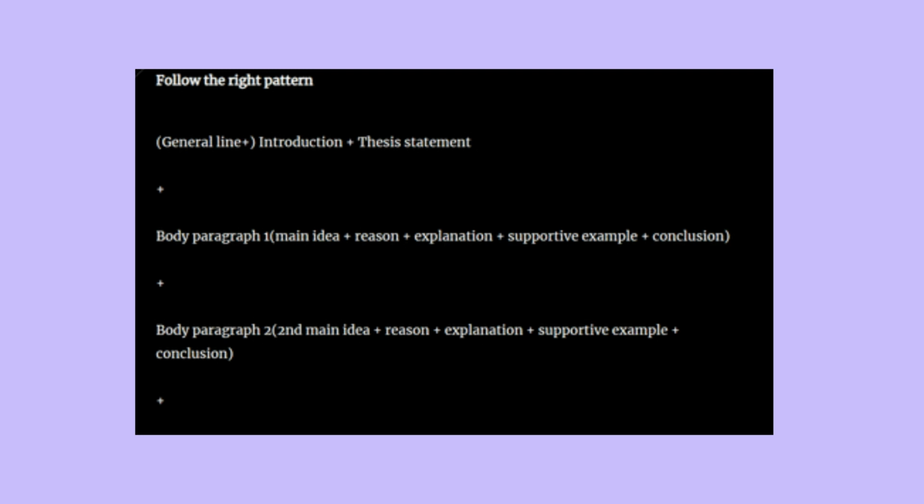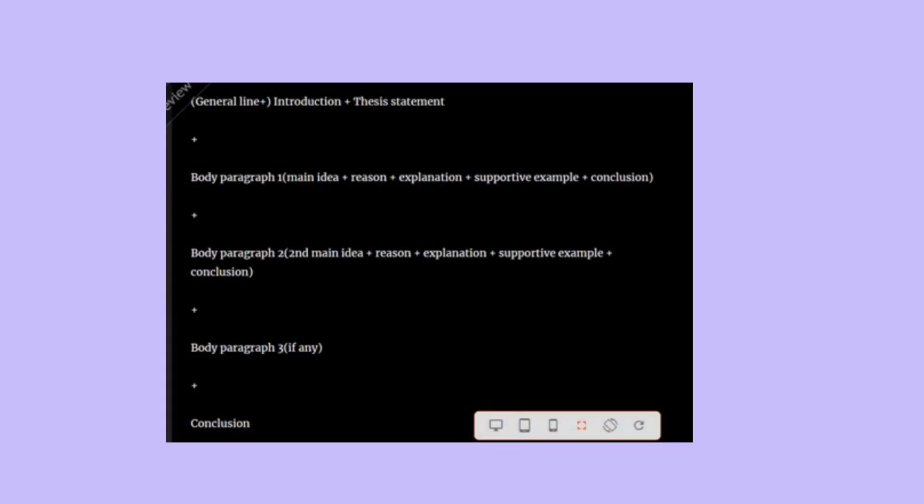And the second body paragraph should also have a second main idea, reason, explanation, supporting example, and conclusion as well. If you want a body paragraph 3, then it will also include the same material as body paragraphs 1 and 2. And at the end you should write a conclusion.